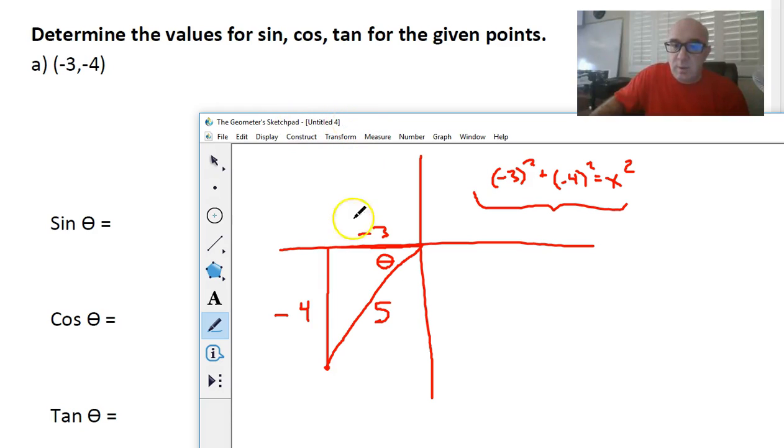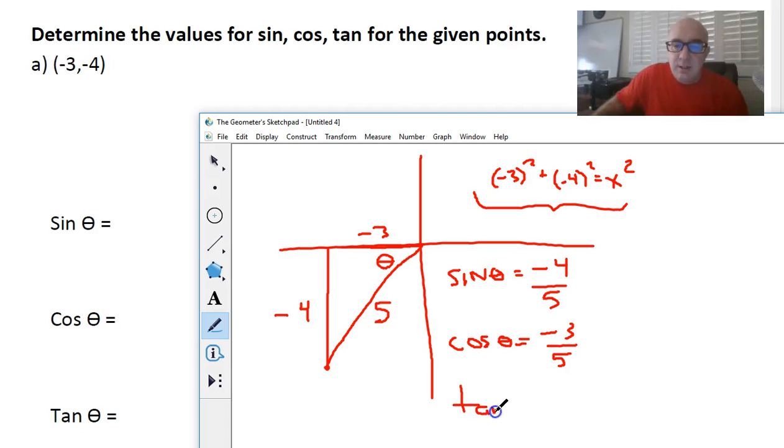And so now sine is the opposite. Let me just do the answers here. The sine value would be an opposite, which is a -4 over a 5. The cosine would be the adjacent over the hypotenuse, -3 over 5. And finally, the tangent would be opposite -4 over -3, which is 4/3.